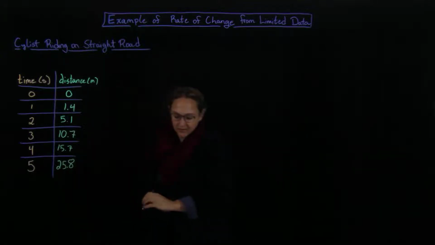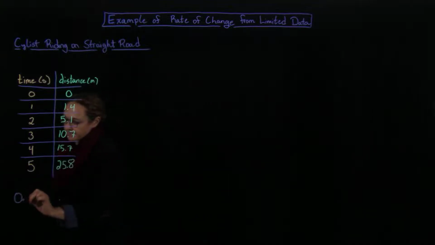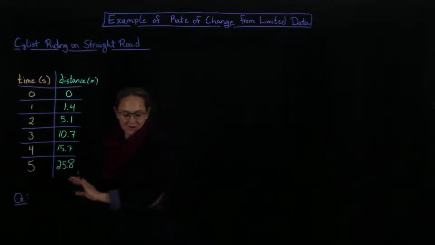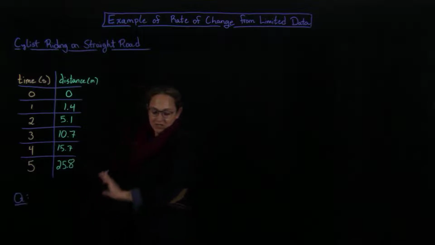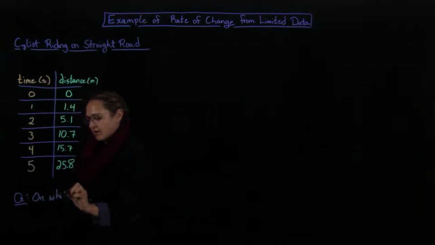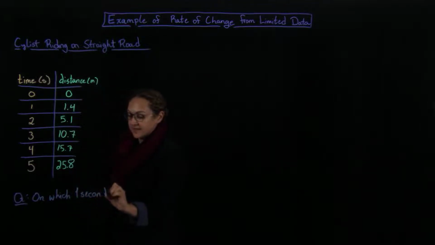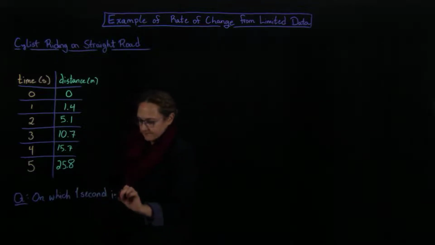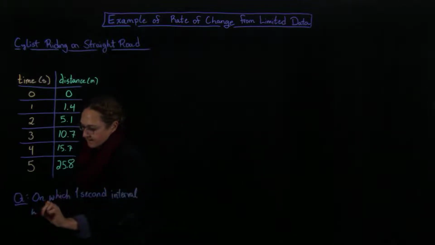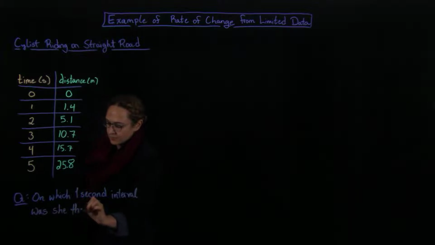So we can look at a particular question, which is: on which 1 second interval was our cyclist the fastest? And we're going to assume she's a she.